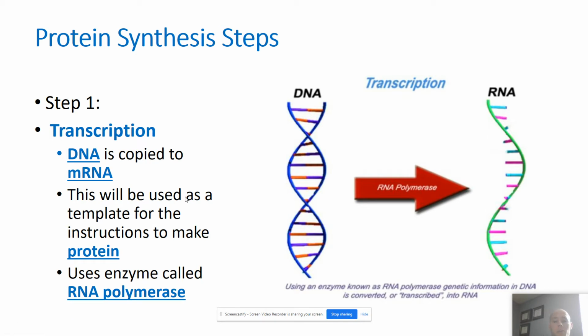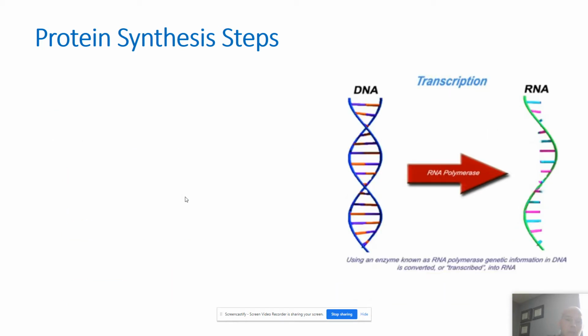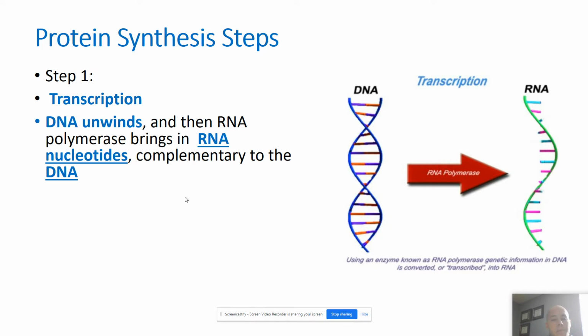So in this process, we use what's known as RNA polymerase. So keep in mind in DNA replication, we had DNA polymerase where we were bringing in those nucleotides for the DNA to copy it. Now we just have RNA polymerase, and I'm sure as you can guess, all it's going to do is bring in those RNA nucleotides in order to make that RNA molecule. One thing to keep in mind in transcription is that DNA gets unwound, because again, we have to unwind it, and then the RNA polymerase brings in the RNA nucleotides complementary to the DNA.